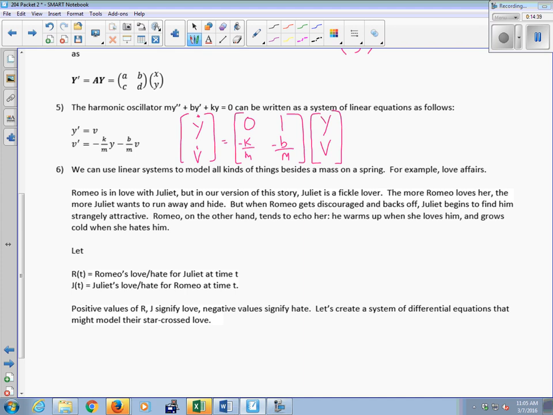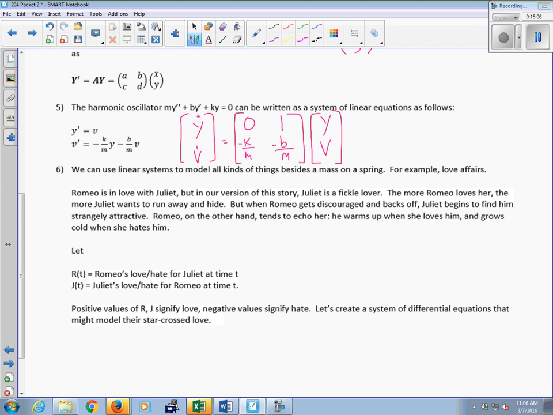And you can just double check if you're not sure whether you should have done 0, 1 or 1, 0, just multiply it. You take your 0, 1, multiply by y, v, you get 0y plus 1v, and that is what we were supposed to get over here, 1v. Okay, so that's one thing you can model with a linear system, the harmonic oscillator. But we can model all kinds of things besides a mass on a spring.